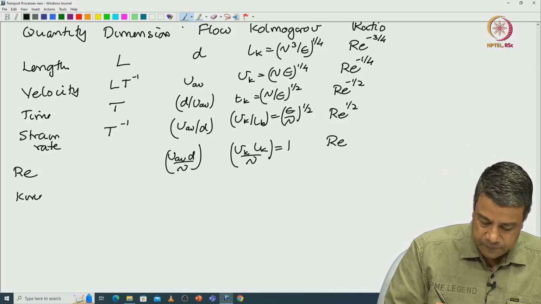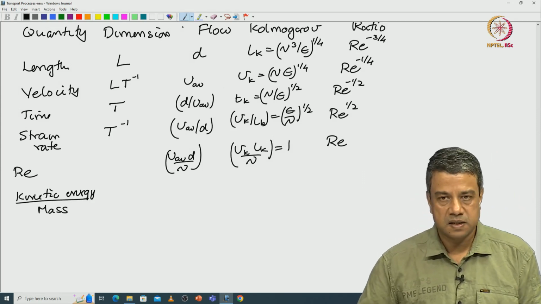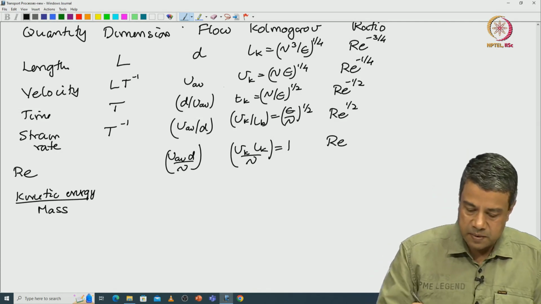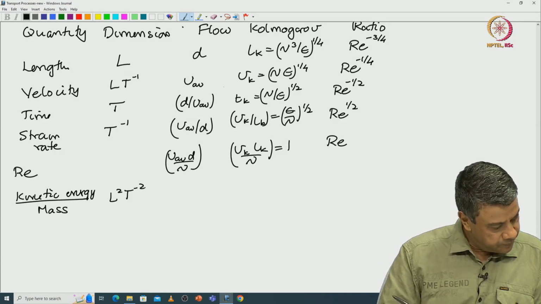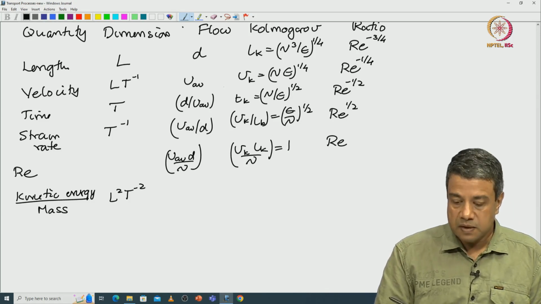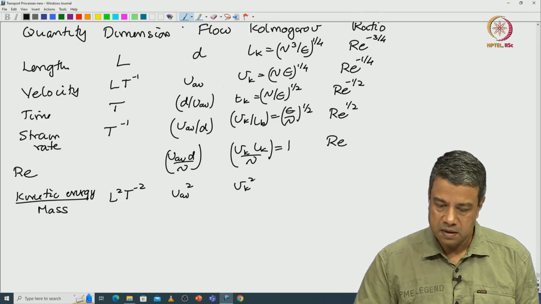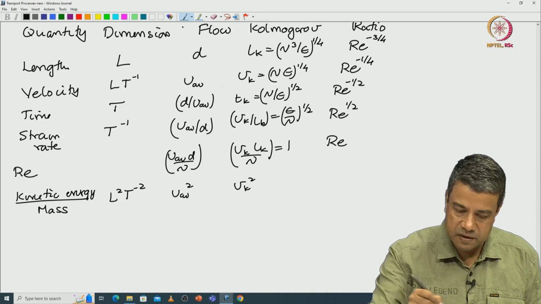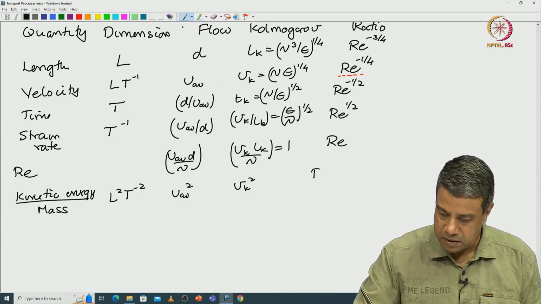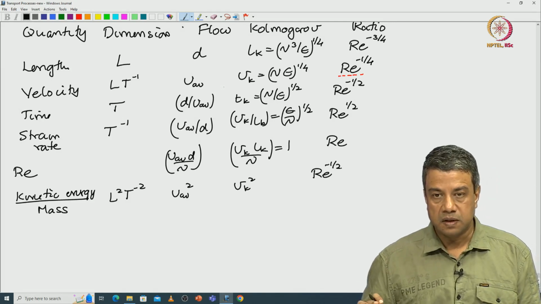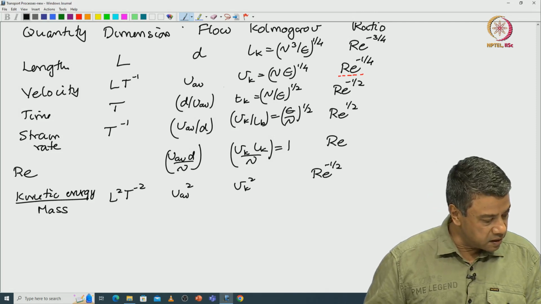What is the kinetic energy per unit mass? Kinetic energy is mass times the velocity square. Kinetic energy per unit mass will be just the velocity square, L square t power minus 2. This kinetic energy per unit mass is just the average velocity square in the large scales. In the small scales, it is the Kolmogorov velocity square. The Kolmogorov velocity by the average velocity is equal to Re power minus 1/4. That means that this is equal to Re power minus half. Therefore, the energy in the small scales is much smaller than the energy in the large scales.